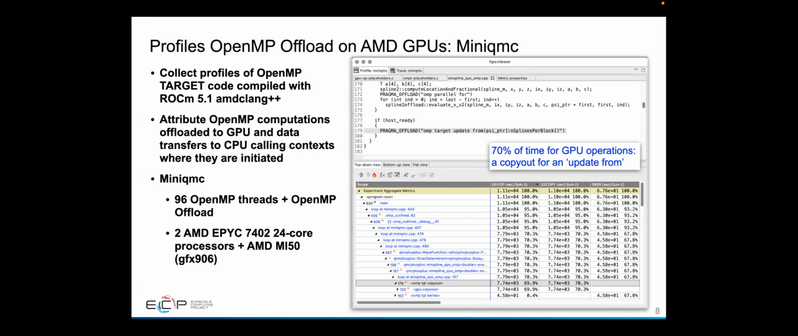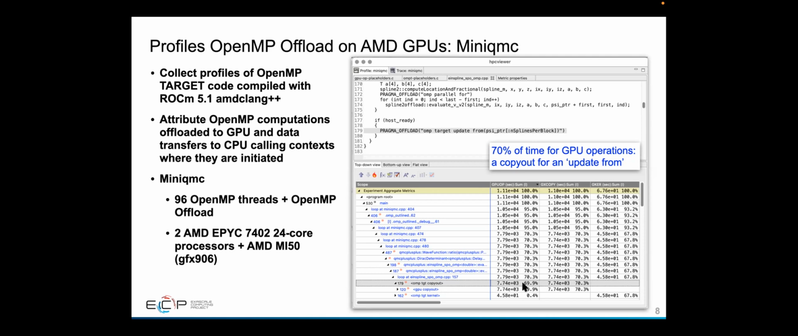With the OMPT support that I mentioned, this is showing OpenMP offloading with the mini QMC. This comes from the QMCPACK project. Mini QMC is just a small benchmark that embodies some of the calculations that are part of QMCPACK. We compiled this with AMD Clang++ in ROCm 5.1. In the profile view, we see this call stack that goes down to OMP target copy out, and we can map the cost.